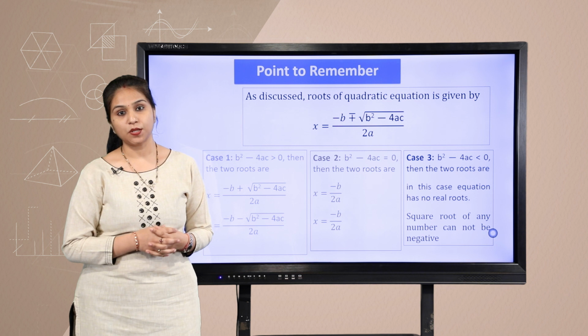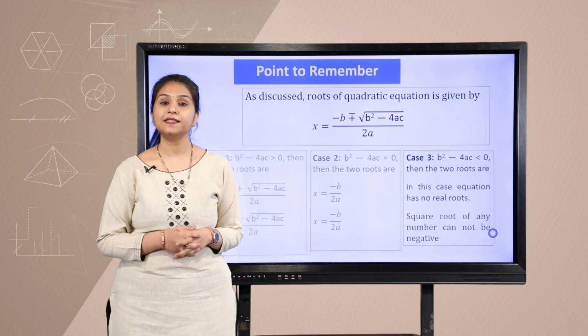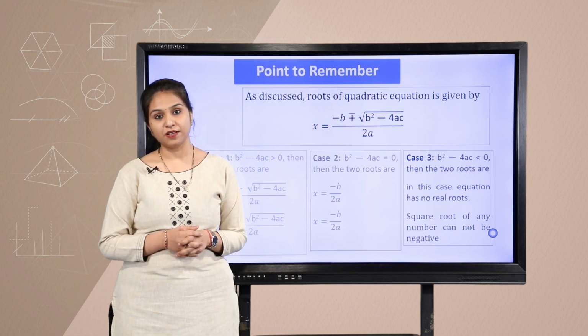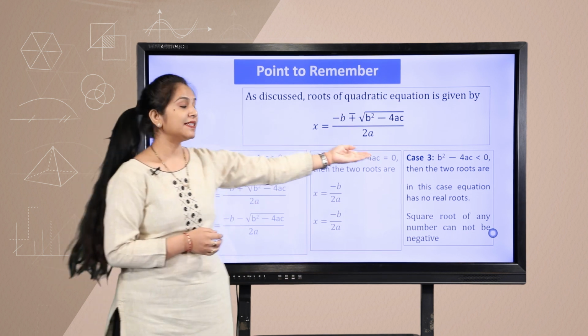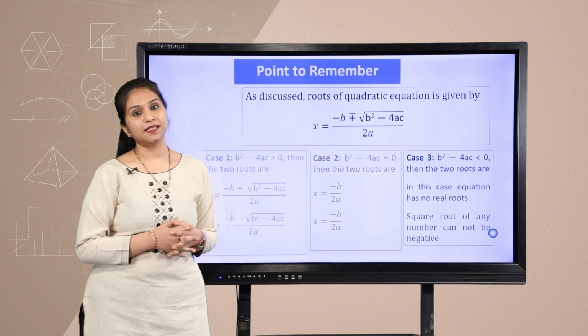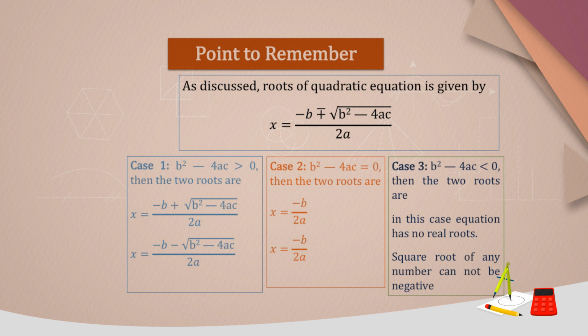The third case is where the discriminant is less than 0. So children, when the discriminant becomes less than 0, in that case there is no real root of the quadratic equation. Why so? Think about it. We will discuss this in our next session.